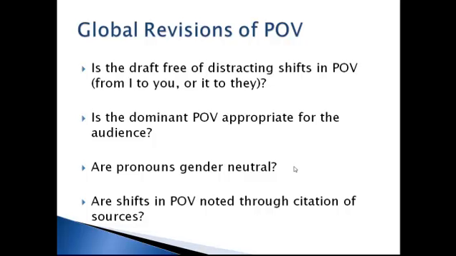Here are some questions you should ask yourself during the revision process. First, is the draft free of distracting shifts in point of view? That is, from I to you or from it to they. Is the dominant point of view appropriate for the audience? Are your pronouns gender neutral? And finally, are there shifts in point of view noted through citations of sources?